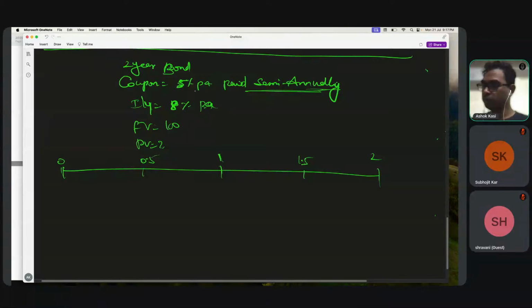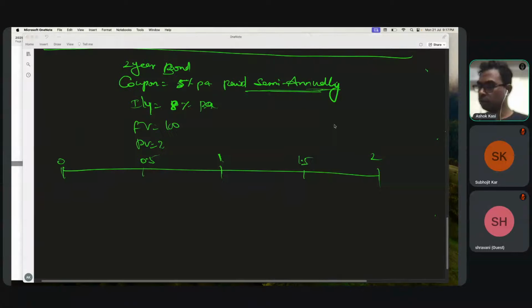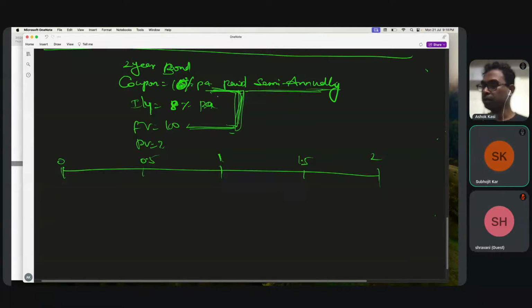Now, how much will the coupon be? I took 5% only. Let me take a 10% coupon. So 10% means 10 rupees, but it will be paid semi-annually. So how much will they pay every time? 10%, 5 and 5, right? No, it will be 10, 10. 5 rupees, no? Yeah, 10% means 10 rupees annually.